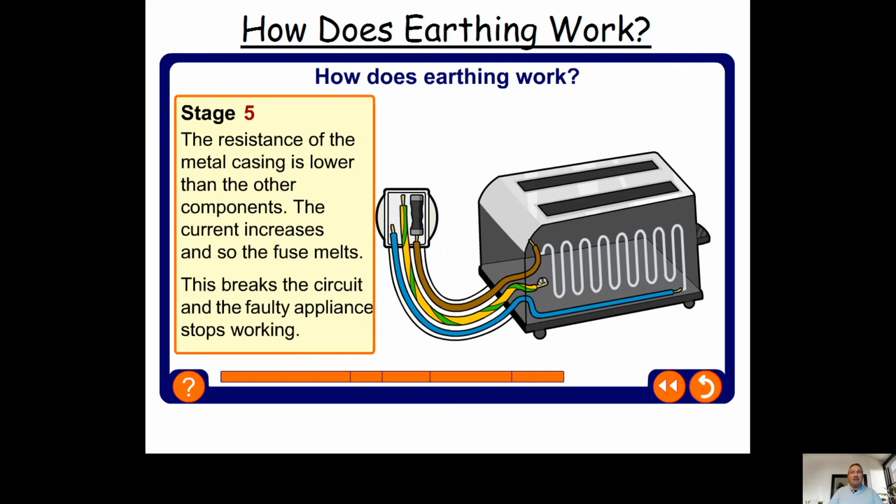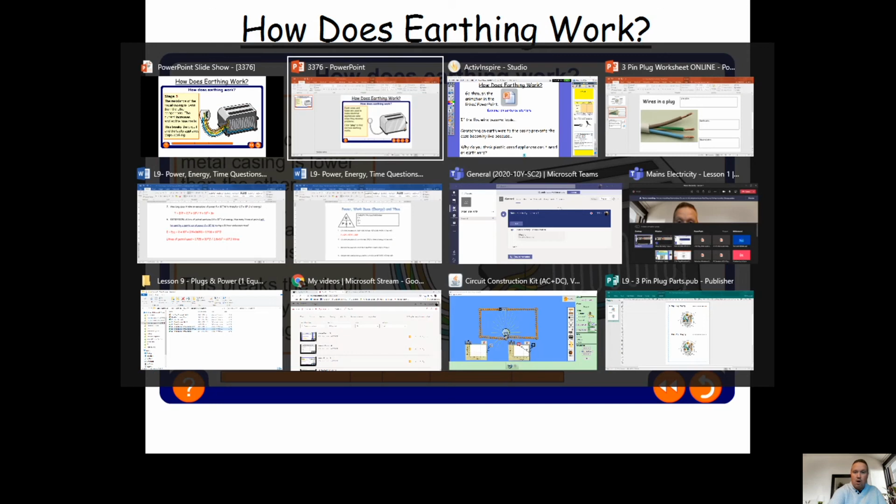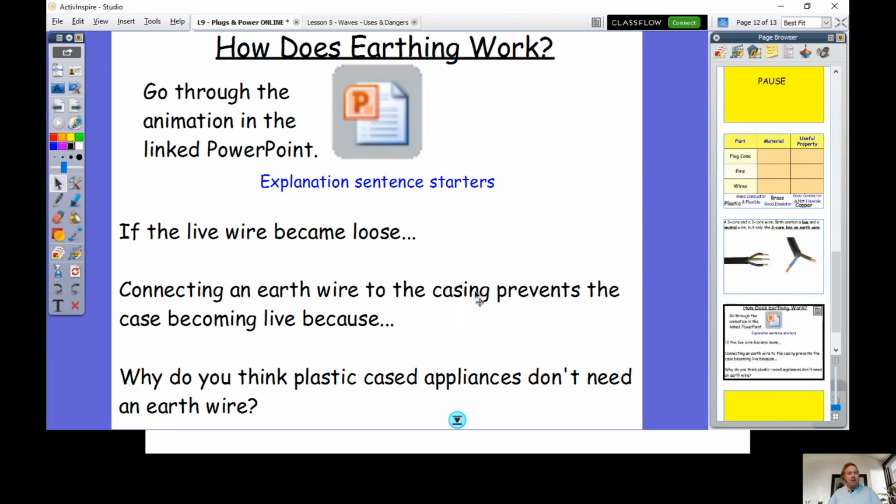So really it's doubly safe, because first of all, it would carry the electric current away to stop you getting a shock, and it would also let a big current flow through the fuse to blow the fuse and stop the device working altogether. So an earth wire helps to keep objects with a metal case safe and stop them being able to give you an electric shock.